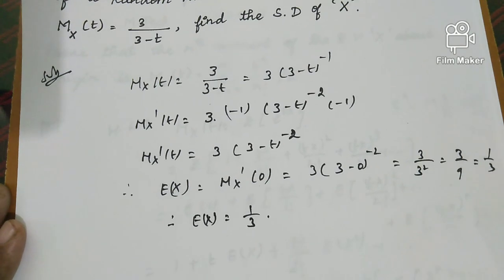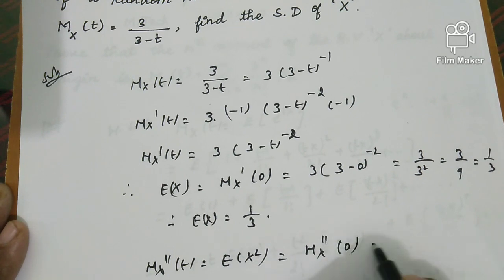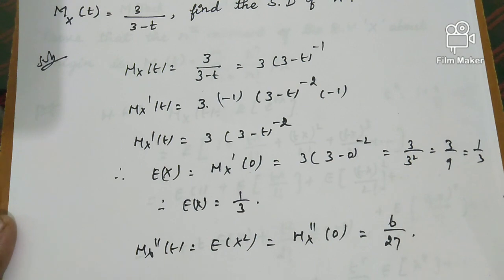Now we are going to find E of x square, that is, the second derivative. E of x square is nothing but M_X double dash of t at t equal to 0. The answer for M_X double dash of 0 is 6 by 27. This can be written as 2 by 9, cancelling by 3.